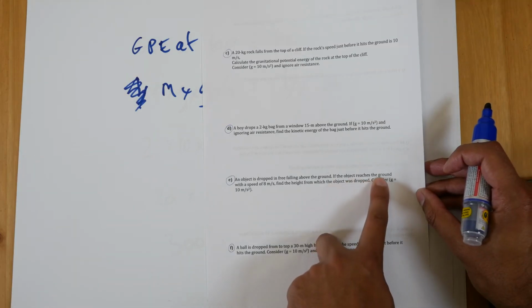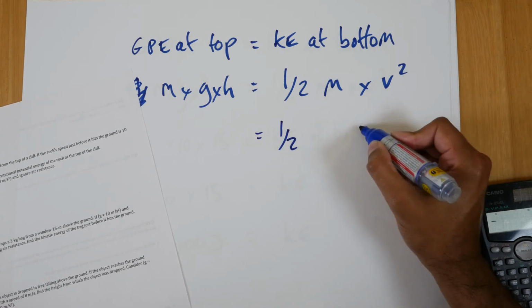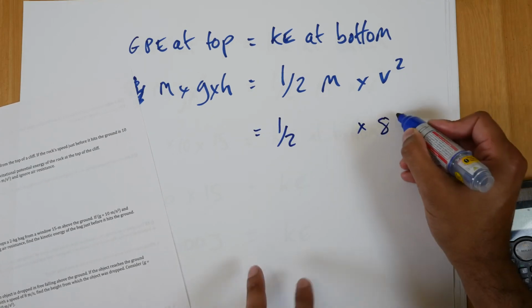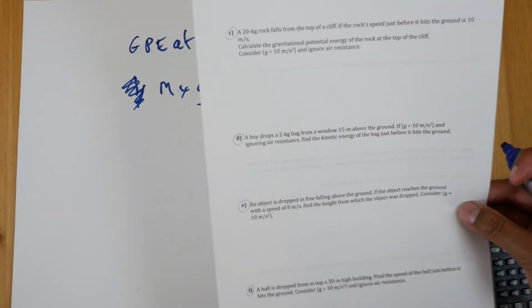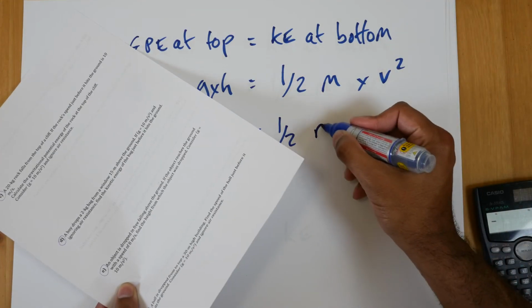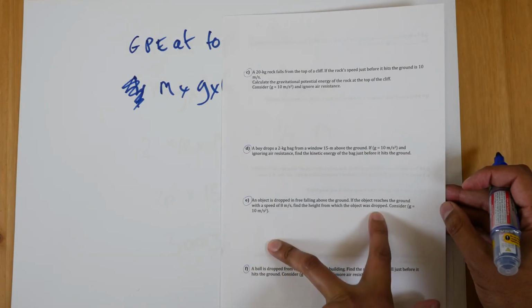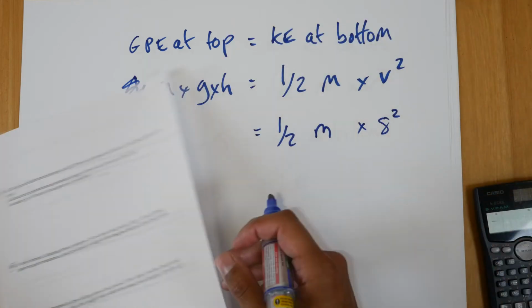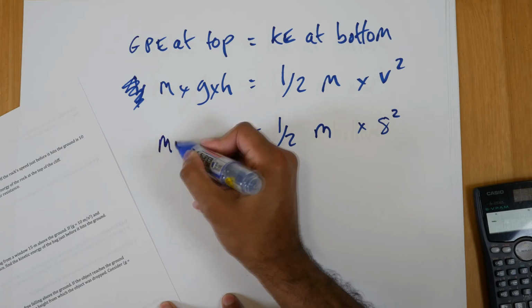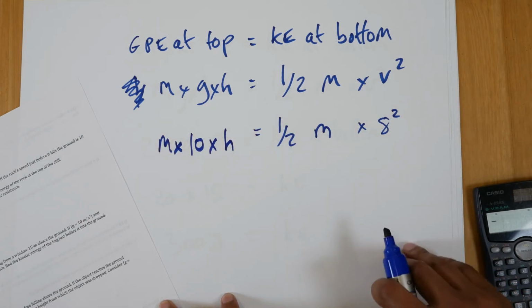It reaches the ground with a speed of 8 meters per second. So half that times 8 meters per second squared. Okay, don't have the mass so far. And find the height from which the object was dropped. Well, they haven't given us the mass. So m times g is 10, and the height we've got to work out.